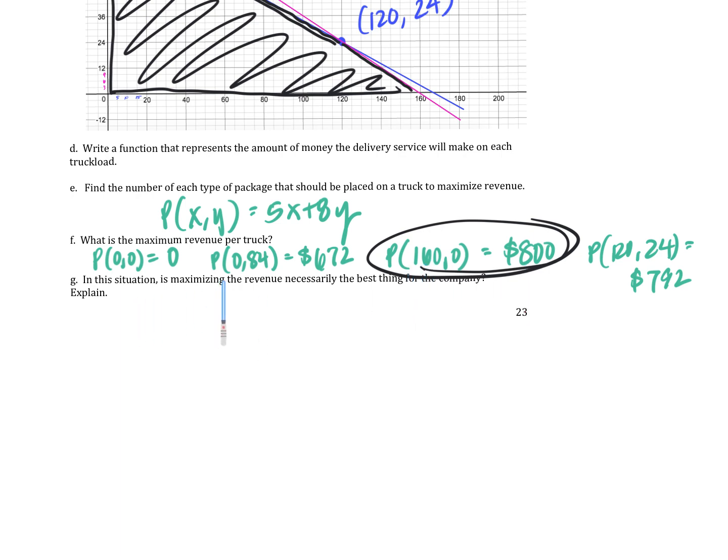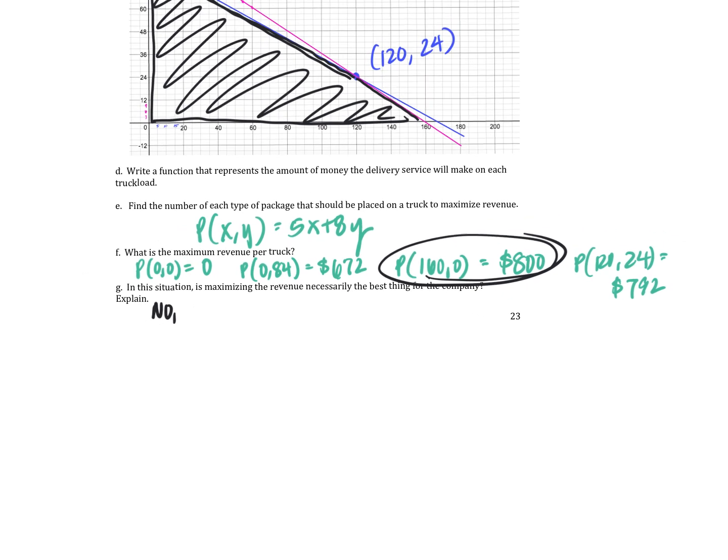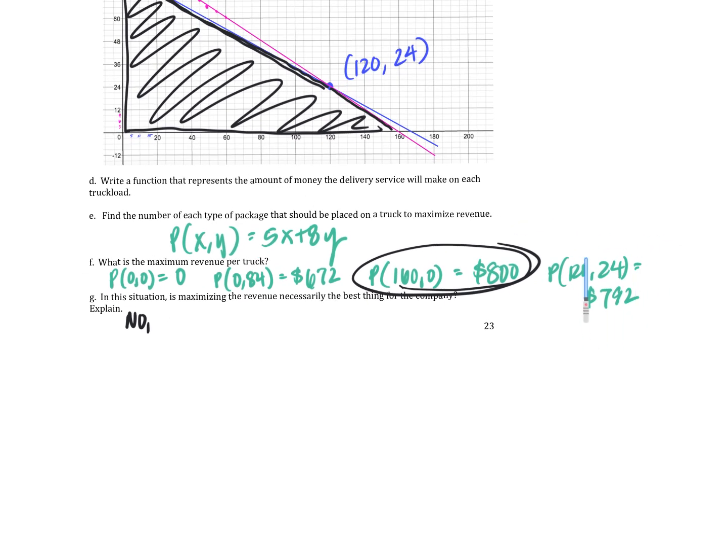Is that necessarily the best thing for my company to say, I'm only shipping small packages? No. So we might say, no. Is it worth maybe losing a little bit of money in order to provide some options for my customers?